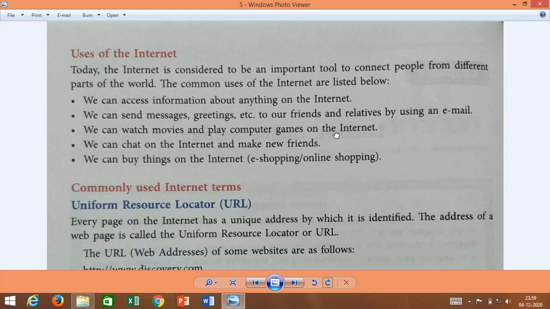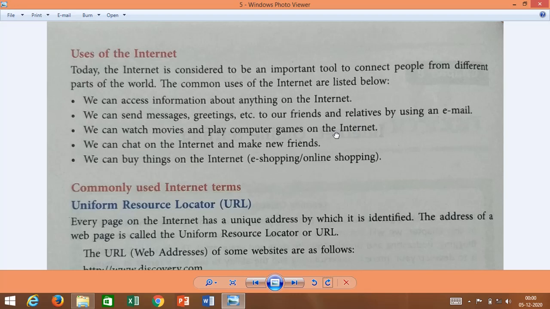We can watch movies and play computer games on the internet. Nowadays, you all know there are very famous games, PUBG, Free Fire, etc. There are many more games which we play using the internet. We can chat on the internet using social media platforms. We can make new friends and many more things we can do. Nowadays you are using YouTube to see all your online class videos, and you are using Google Meet to have your online classes. Unless there is an internet, it is impossible to do all these tasks.